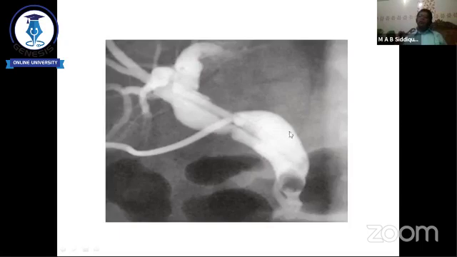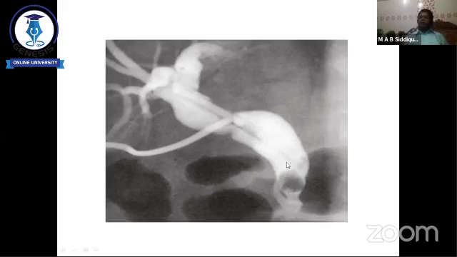So this negative shadow may also be found in an air bubble or blood clot. If we change the position of the patient, then in case of an air bubble, if the head is upward, the air bubble goes up, and if the head is downward, the air bubble goes downwards. But in case of stone, it is the opposite. If the head is upward, the stone is dislodged to the lower, and if the head is downward, the stone is dislodged upward. So we can differentiate whether it is an air bubble or a stone.